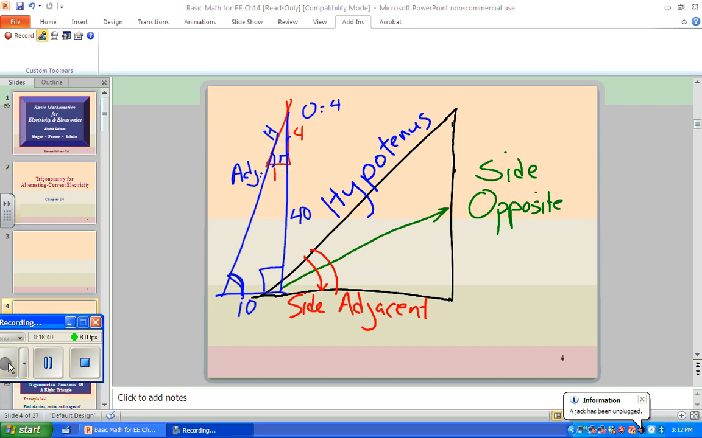Right? It's the same ratio. If you multiply it, you can scale it up. When we scale this down to 2 to 0.5, is that the same ratio? It's the same ratio. So for every angle, the ratio for the opposite over the hypotenuse, the adjacent over the hypotenuse, or the opposite over the adjacent, the ratios are all going to be the same numeric number.